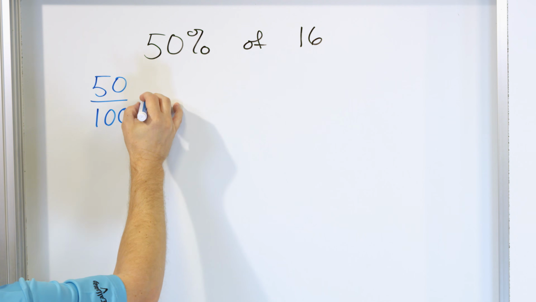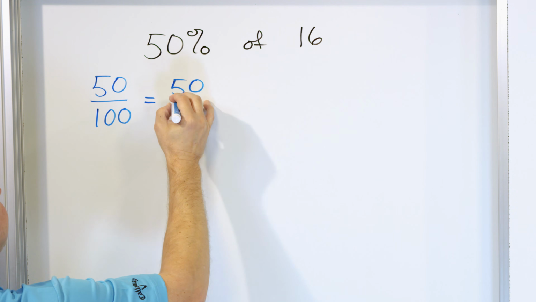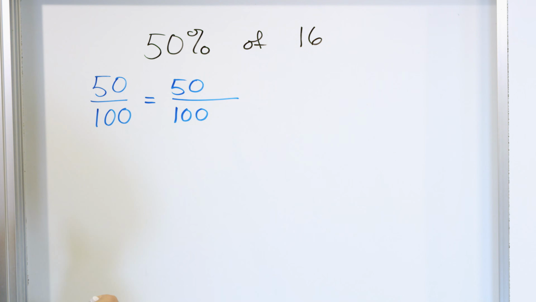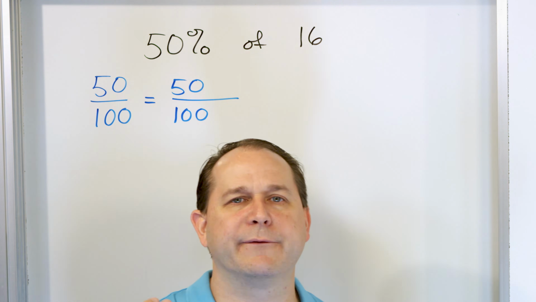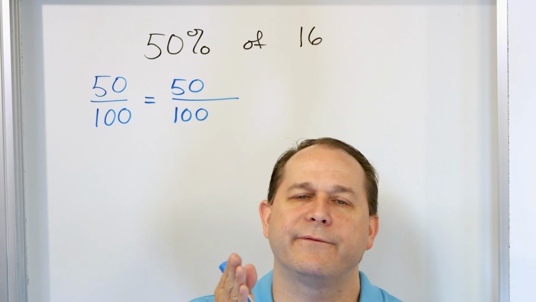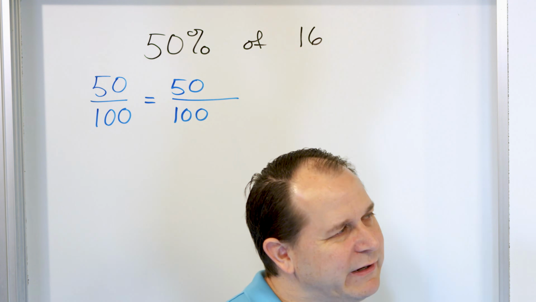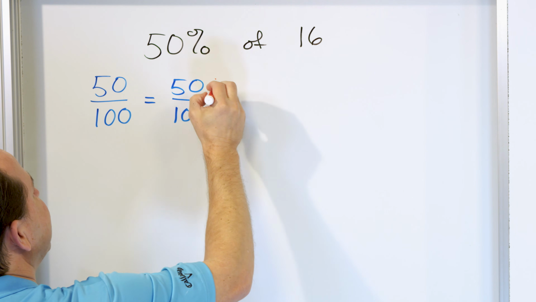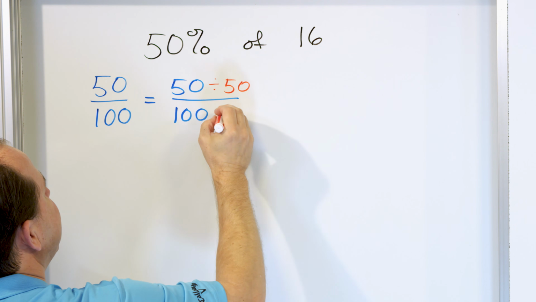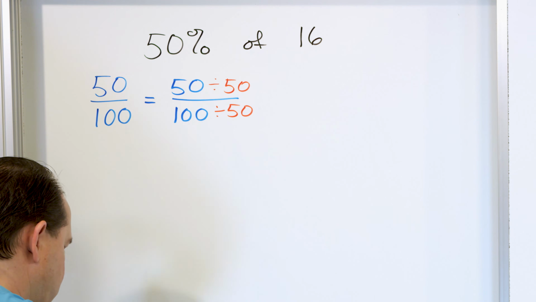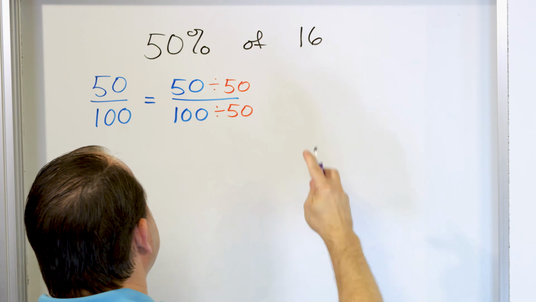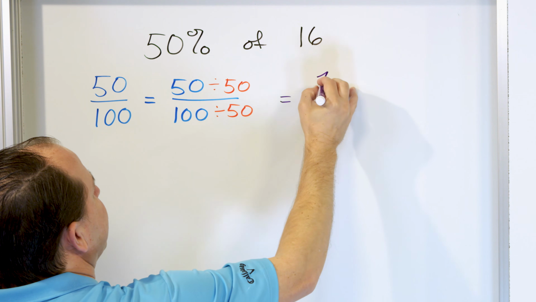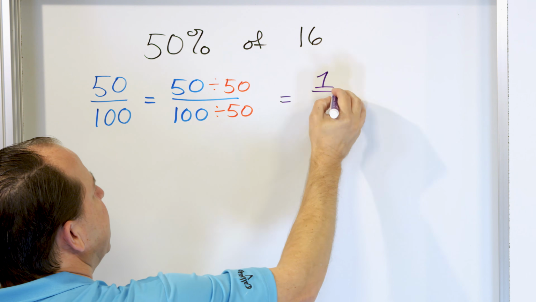And we know that this fraction we can simplify. So the first step here, we're calculating percent using fractions. We want to figure out what is the fraction equivalent of 50%. We already know the answer, but let's just go through it all the same. We can simplify this by dividing the top by 50 and then dividing the bottom by 50, right? So what we figured out is that 50 divided by 50 is 1, and 100 divided by 50 is 2.